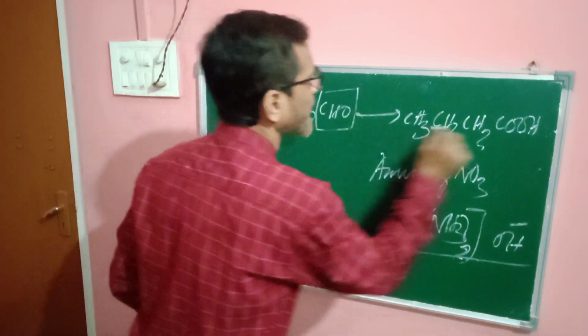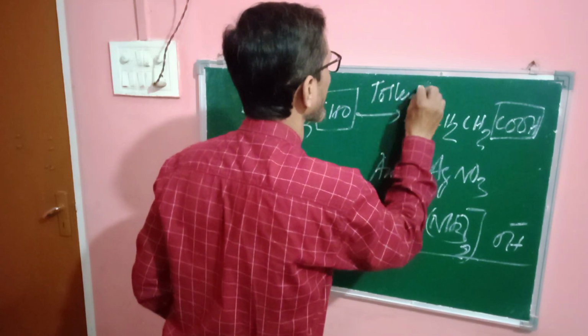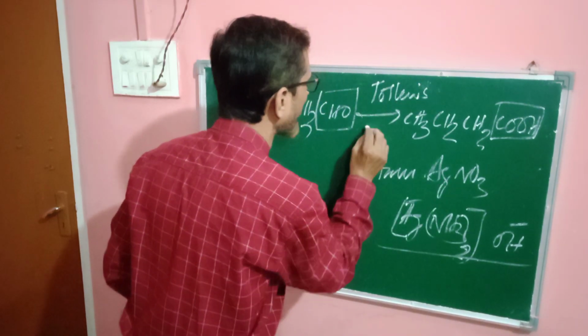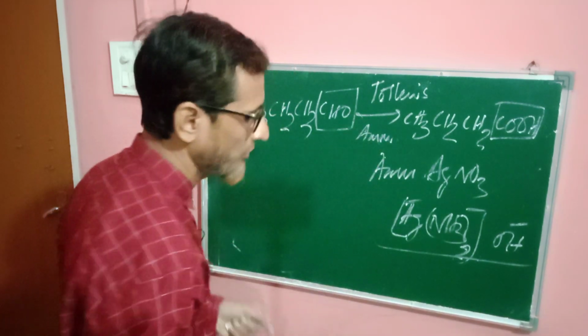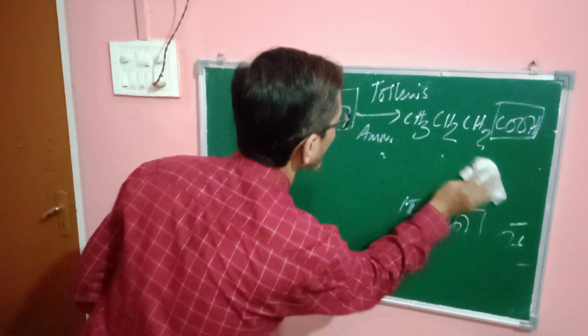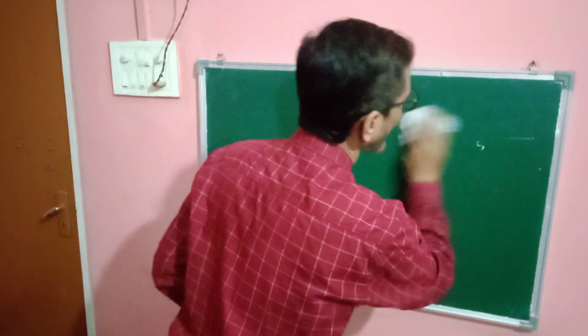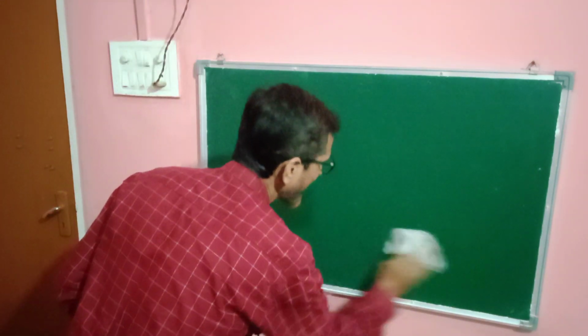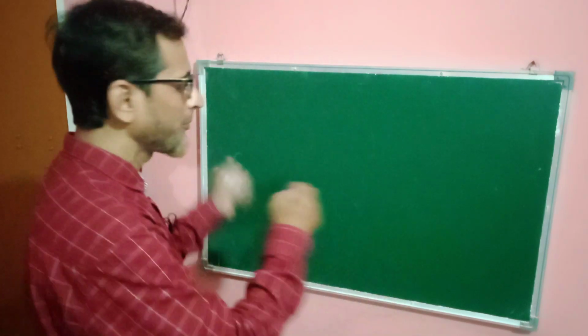So we will just use Tollens reagent, or you write ammonium silver nitrate solution. Okay, so we are getting the result in one step. These are not important, not critical and tough. These simple things, just keep them in your mind, whatever I taught you in my lesson.